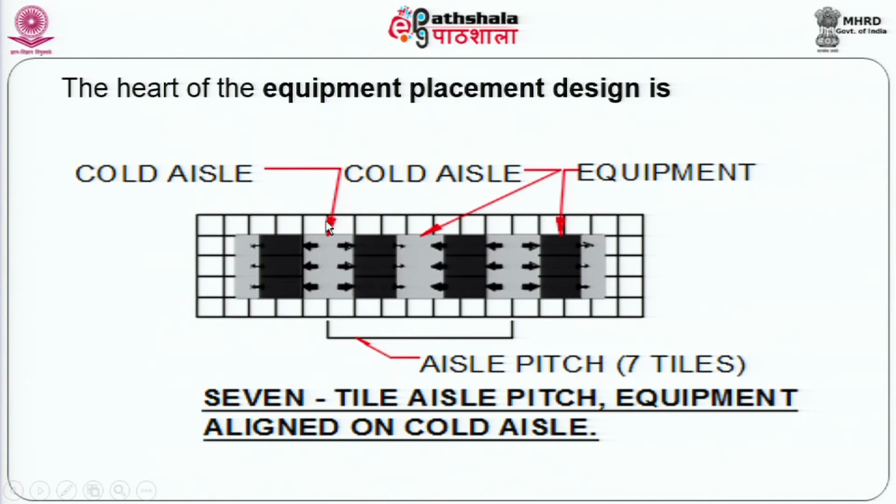In other words, from the center of a cold aisle to the center of another cold aisle, generally you will find that there are 7 tiles. In other words, it is 4.2 meters, 7 into 0.6. If you notice here, it is 1, 2, 3, 4, 5, 6, 7. So, there are 7 tiles which separate one cold aisle from the other. So, this is another standardization which has been achieved in a world of chaos as it started from equipment placement earlier. So, what you saw in an isometric view, you will now see here in terms of plan, and this is called a 7 tile aisle pitch with cold aisles and hot aisles.